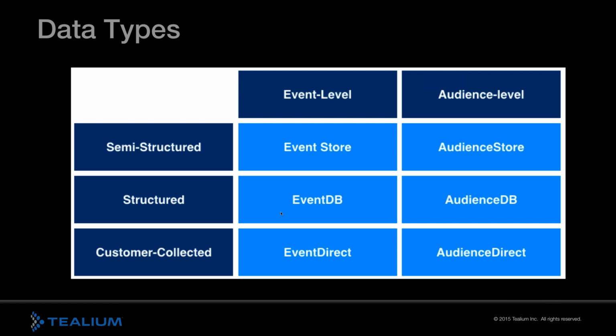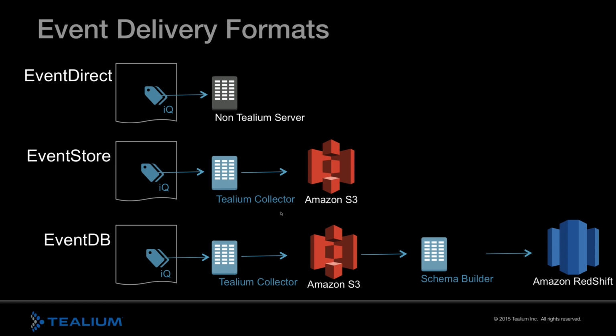From a delivery sense, there are really 3 different ways that we deliver this data: a semi-structured data set that we collect, aggregate, and store; a structured data set that we host and create, so we actually do the ETL and put it into a database; or we can feed this data direct from our systems, direct from the page in the case of the event level data, to a customer endpoint or customer collected endpoint. So you're going to hear me talk about store, DB, and direct, and we're going to talk about event and audience level data. The event delivery formats are as follows.